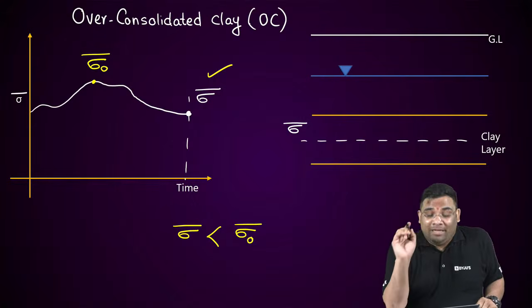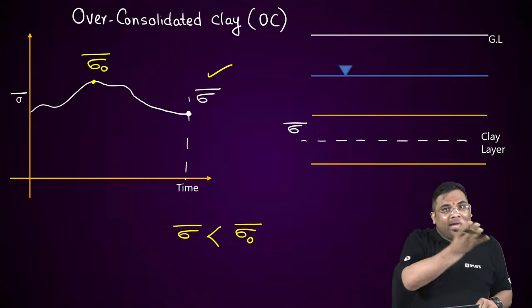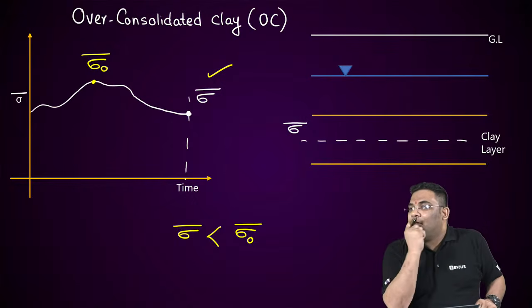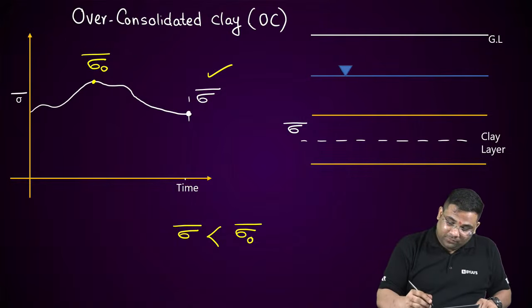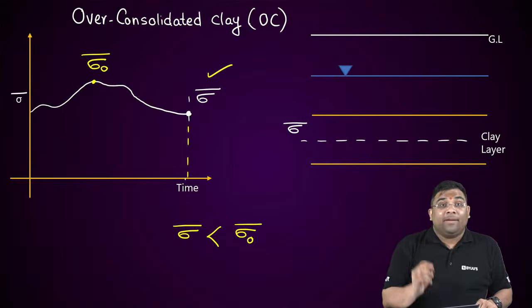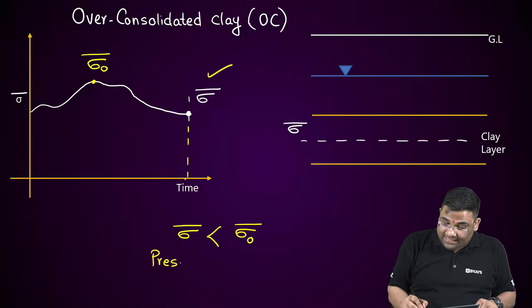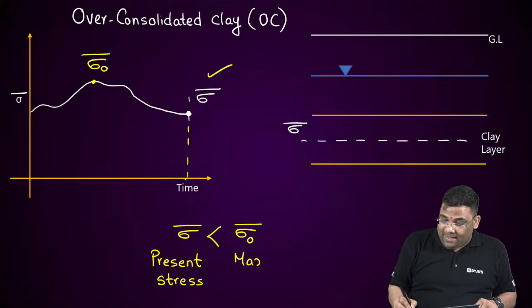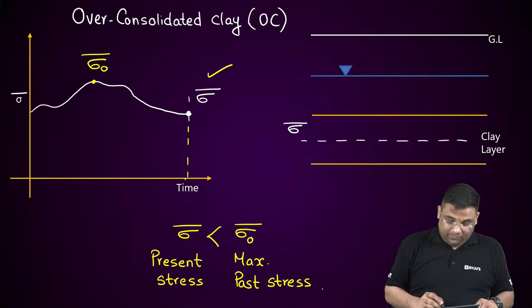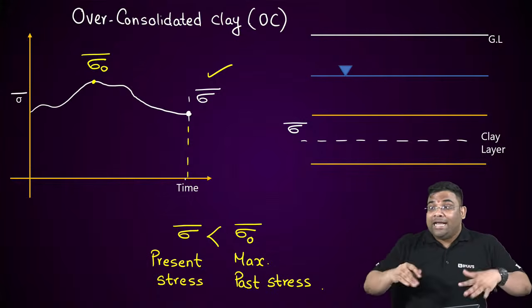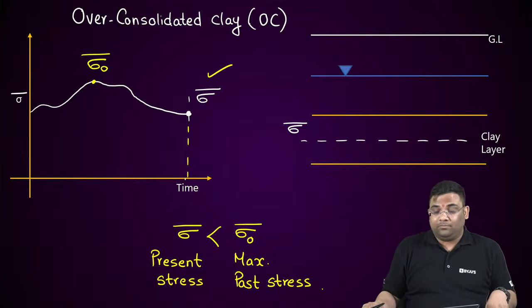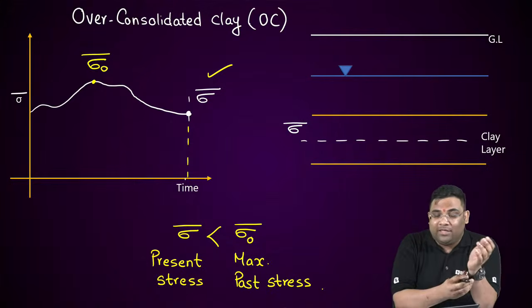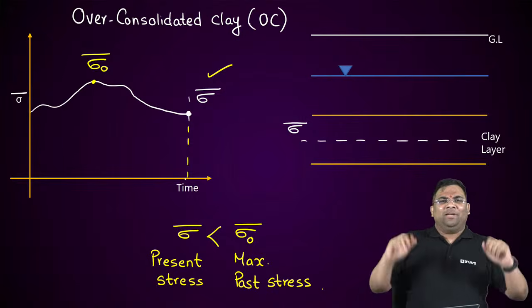Now, tell me, will the soil be more compressible compared to NC or less compressible? Please mention in the comment section that in this particular soil, where the present stress is less than the maximum past stress, will it be more compressible or less compressible compared to NC clay? Less compressible, very good, because the soil has already experienced it.